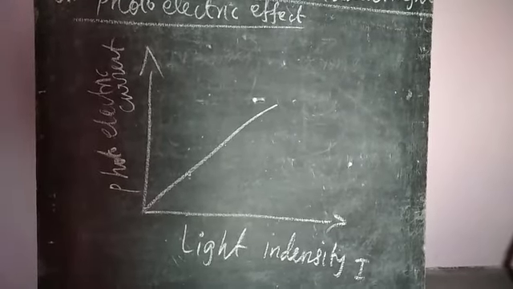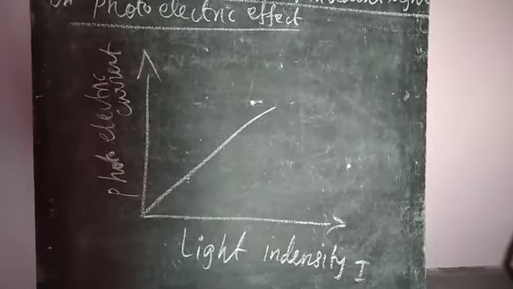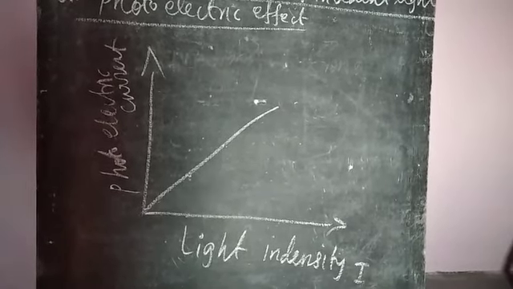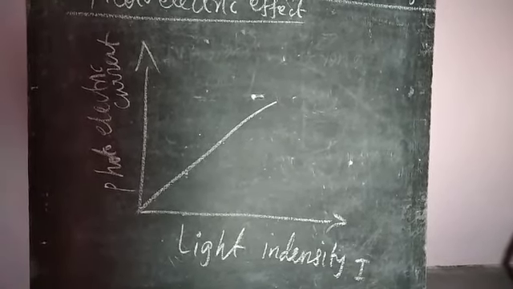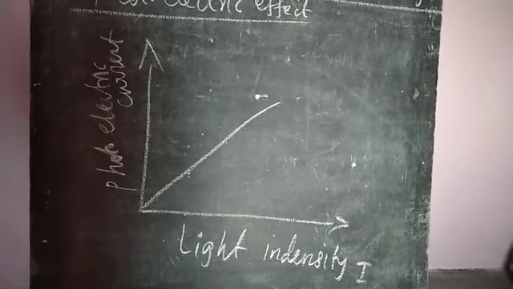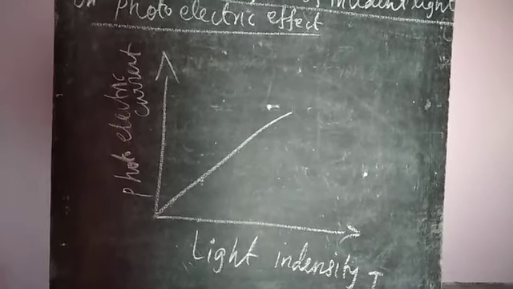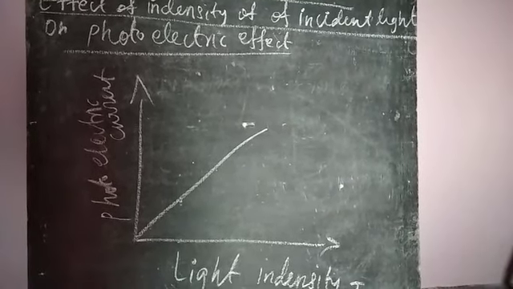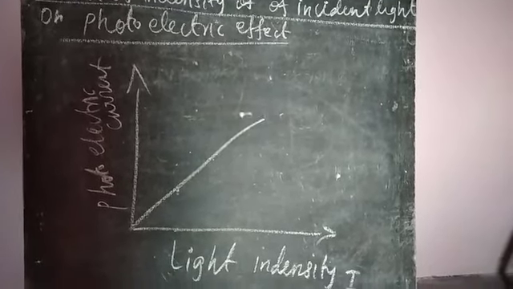Intensity means the light falling on the metal is brighter, so the intensity is more. This is the effect of intensity of incident light on photoelectric effect.